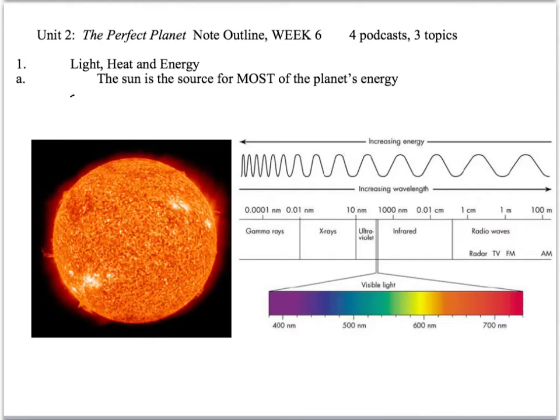Alright, so the sun is the source for most of the planet's energy. So energy leaves the sun and travels through the vacuum of space and comes to our planet. If we're talking about high energy, short wavelength, we're looking at gamma rays, then X-rays, ultraviolet and visible light. And as the wavelengths start spreading out and the energy is a little lower, you get through infrared and radio waves. So energy in a variety of forms is reaching our planet from the sun.